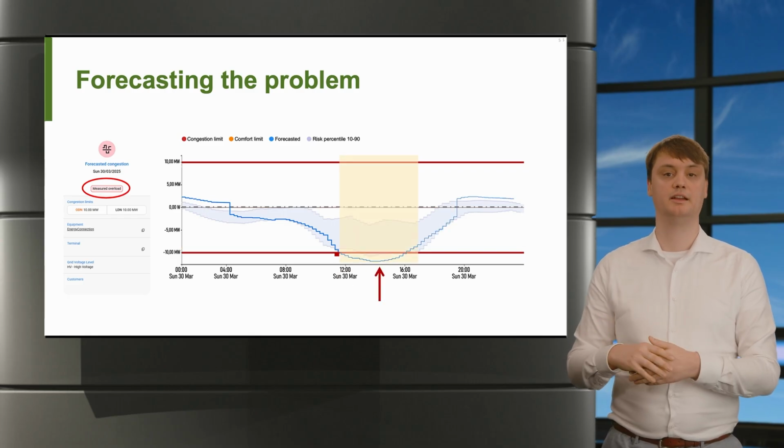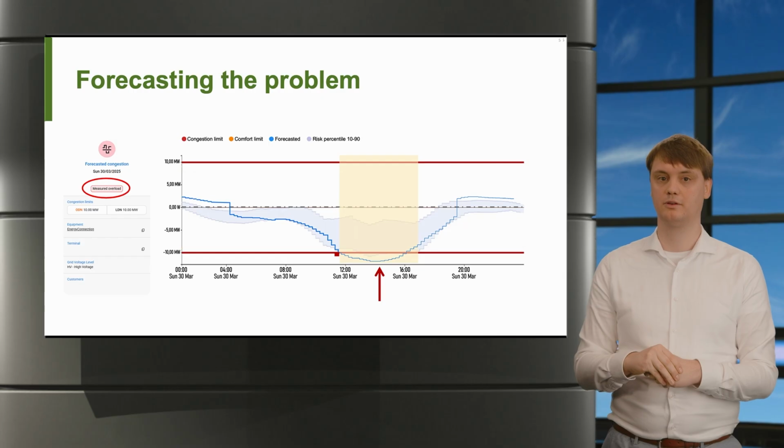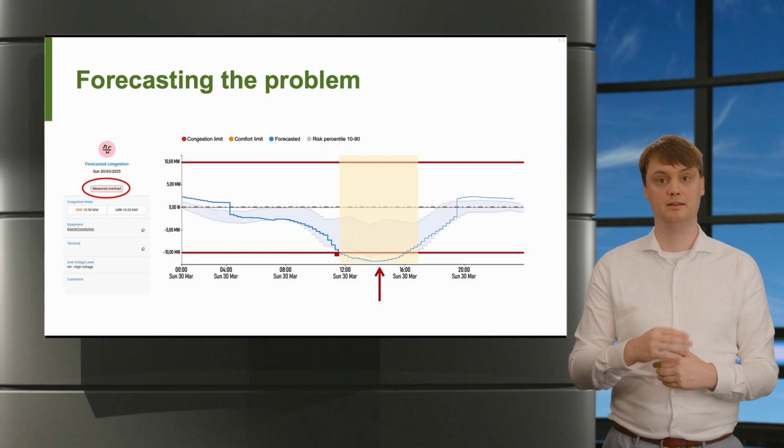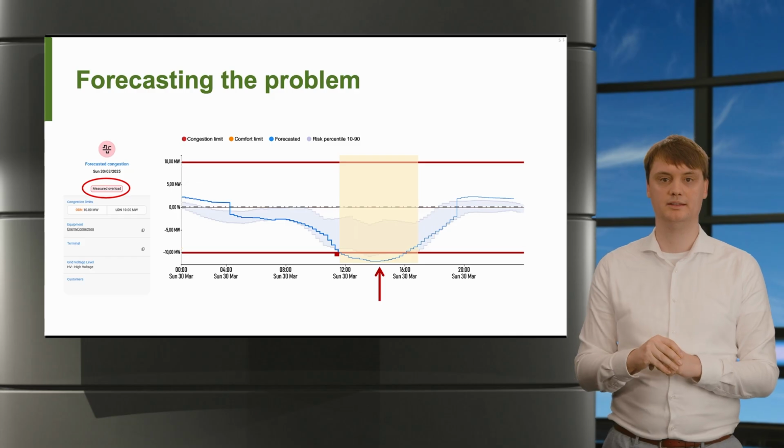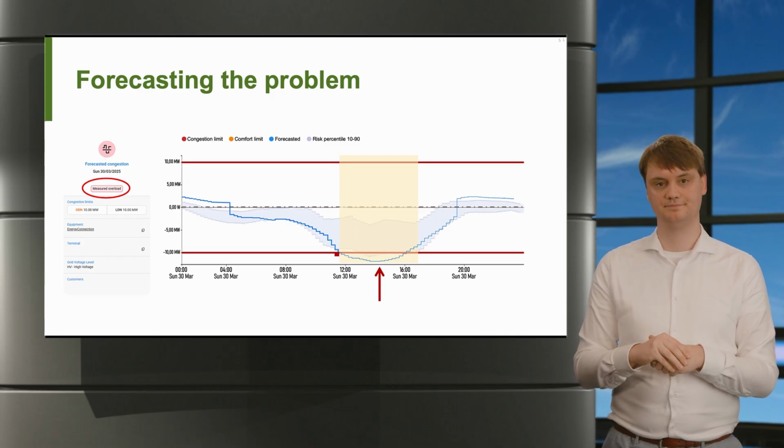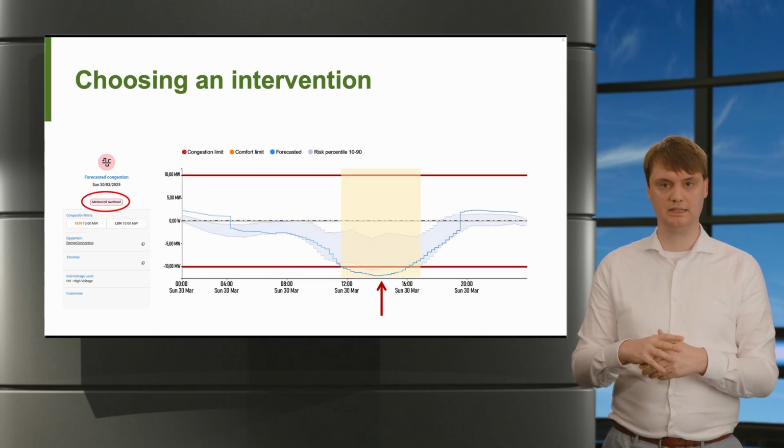Here it's an excess in production that will exceed the limit. A bit later, as we update the forecast, we can see the forecast evolving, but we still see a clear peak, say between 12 and 4 o'clock. That's usually a solar peak. Now, how do you solve that peak?